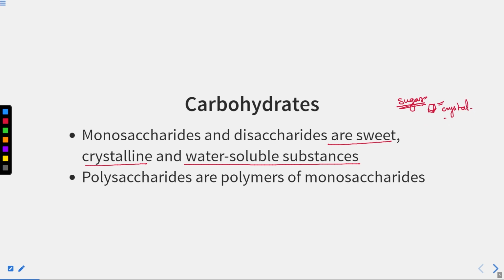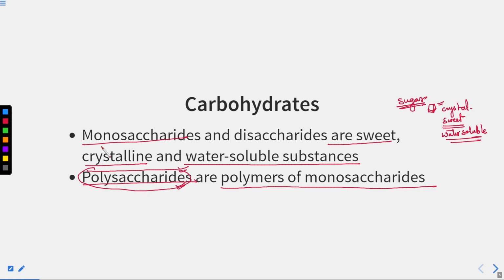They are sweet in nature. They give a sweet taste. And also they are water soluble. So when you dissolve it in water, it gets easily dissolved in it, right? Polysaccharides are the polymers of monosaccharide. Now they are not sweet in taste, they are not water soluble, and they are not in the form of crystals. This is the very difference between the polysaccharides and the monosaccharides, right?